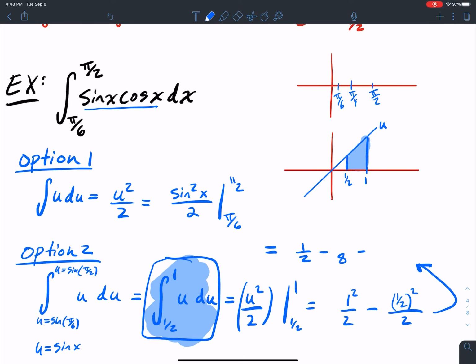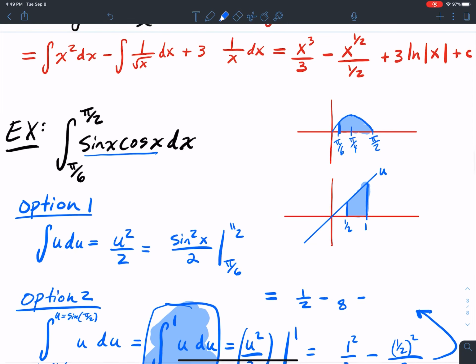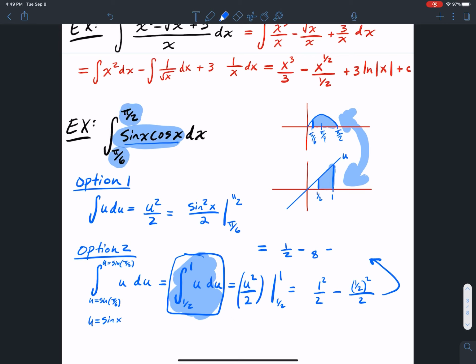All right. So what's going on with this? The graph comes up to here, and then it comes back down to here. So the graph from here to here, this area here, is the exact same as this area here. These two areas are equal to each other. Kind of interesting that you take some weird looking function like sine x cosine x from a weird pi over 6 to a weird pi over 2.